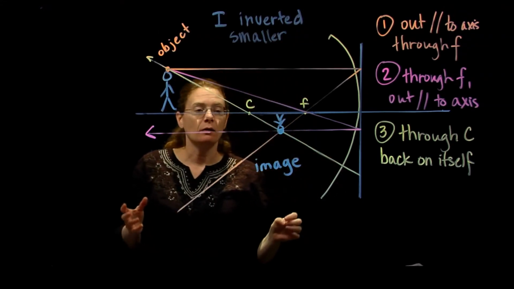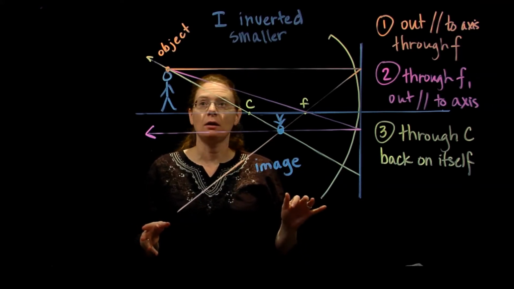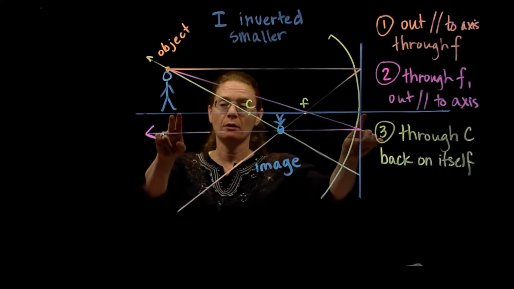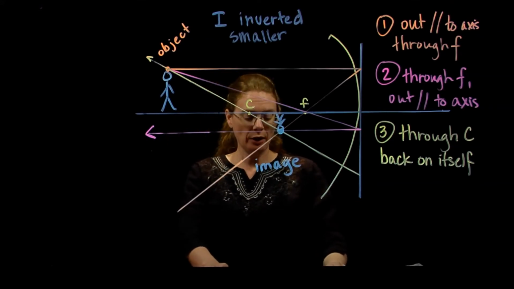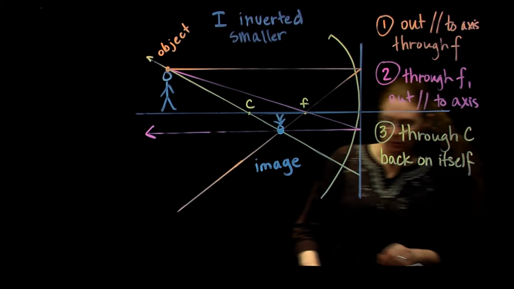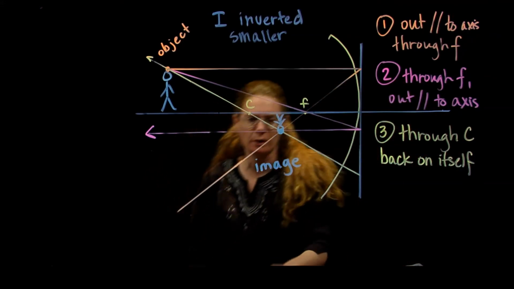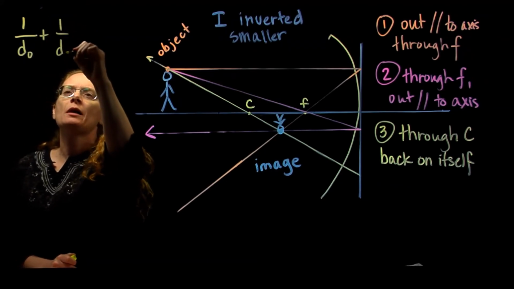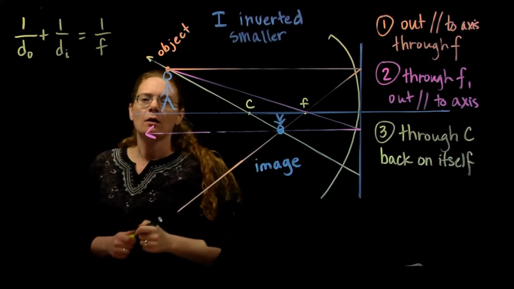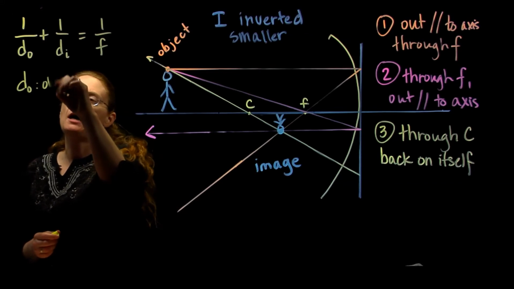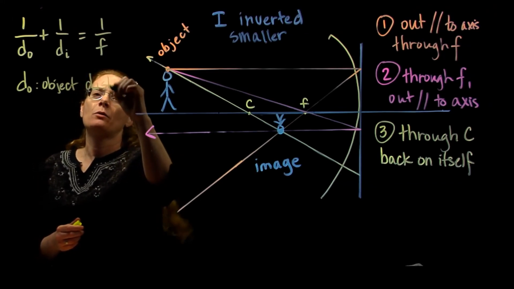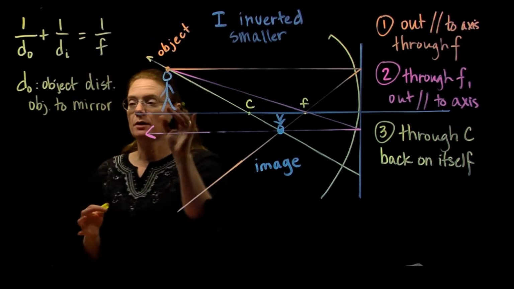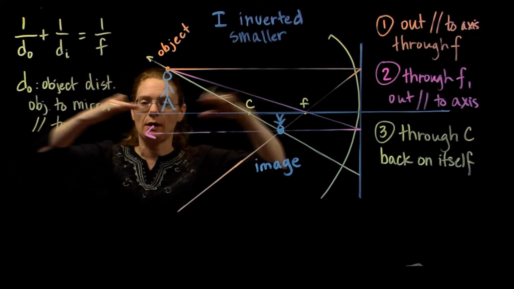Now we can actually measure where this image should be created. So I'm going to have to measure a couple different things. The equation we had for curved mirrors, 1 over dO plus 1 over di equals 1 over f. All right, so what are these things? dO is the object distance. So this is the distance from the object to the mirror, and it's parallel to the axis. So it's the total, just the horizontal distance.